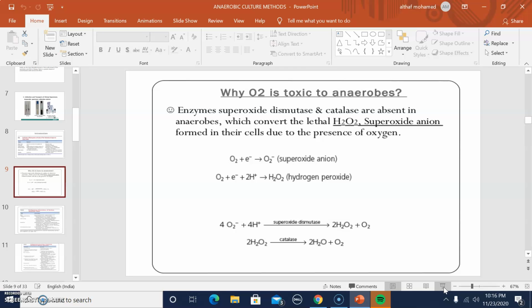That means oxygen plus an electron gives superoxide anion. And this oxygen plus an electron plus 2H+ gives hydrogen peroxide. Then 4 superoxide plus 4H+ in the presence of superoxide dismutase gives 2 hydrogen peroxide molecules and oxygen. In the presence of the enzyme catalase, the 2 hydrogen peroxide molecules are converted to 2 molecules of water and oxygen. So that's the reason why oxygen is toxic to anaerobes.